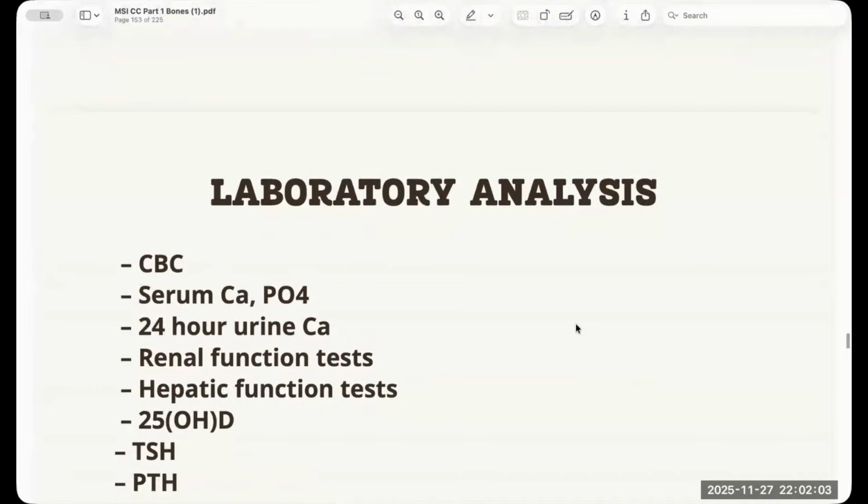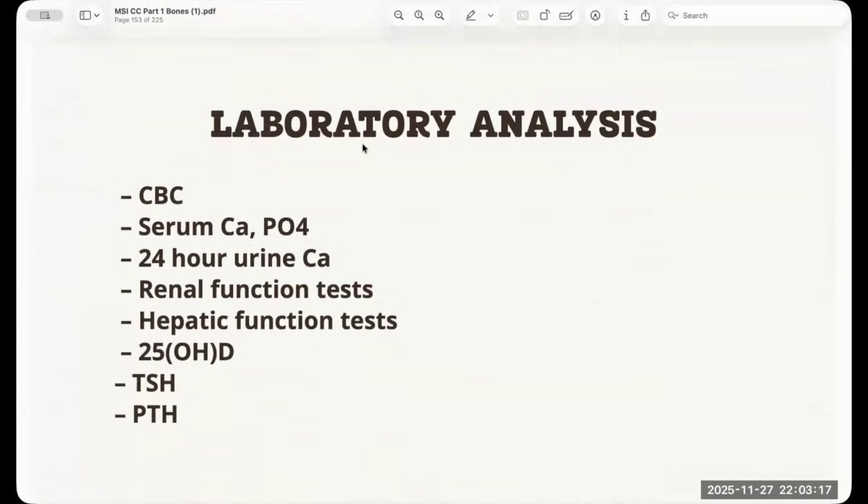For the laboratory analysis of osteoporosis, you would order a CBC, of course, serum calcium, and phosphate. This is to check for the parathyroid and thyroid, and so on. 24-hour urine calcium, renal and hepatic function tests, vitamin D, as we said, vitamin D deficiency has a role, and TSH and PTH, these are hormones related to the thyroid functions, okay?